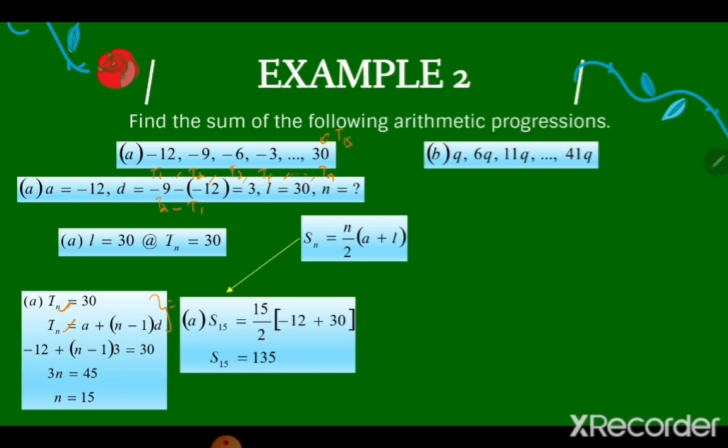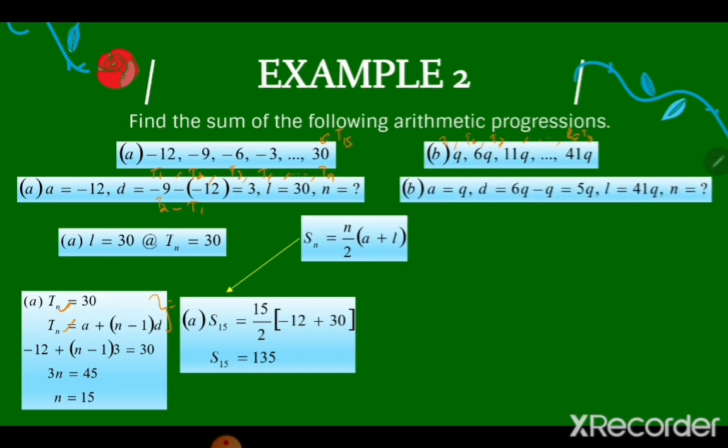Okay, so let's look at B. This is our first term, second term, third term, and then this is our last term, or we say that as Tn. From the question, we know that our first term is Q, our common difference is 5Q, and our last term is 41Q. Find what n is.